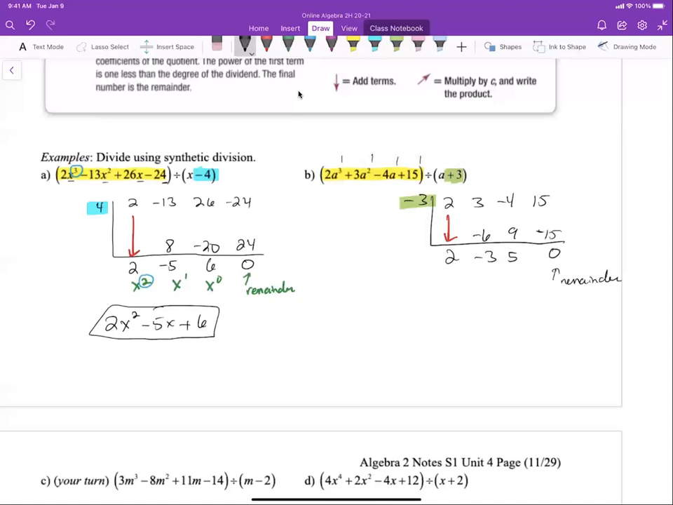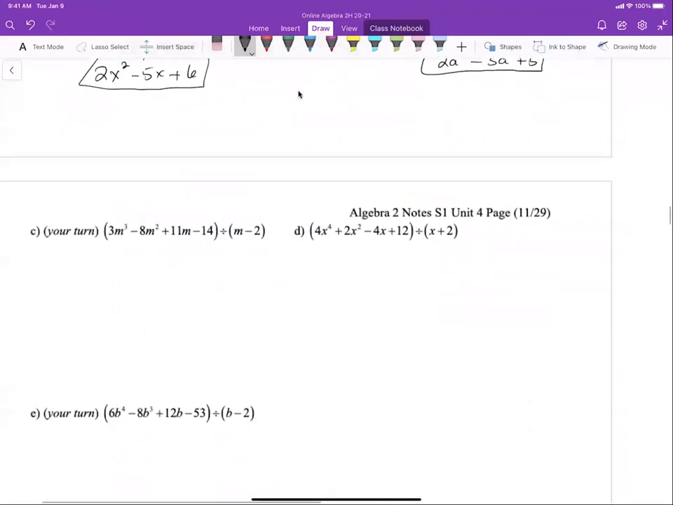This is my a to the 0 term, this is my a to the first term, and this is my a squared. My final answer has one less degree than the original polynomial. So my answer will be 2a squared minus 3a plus 5 with a remainder of 0. All right, why don't you try one yourself?